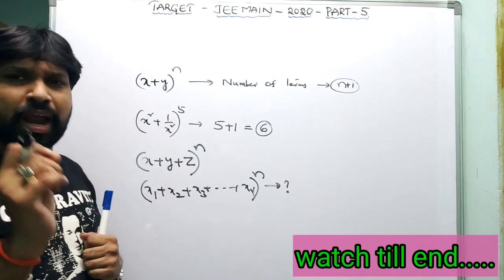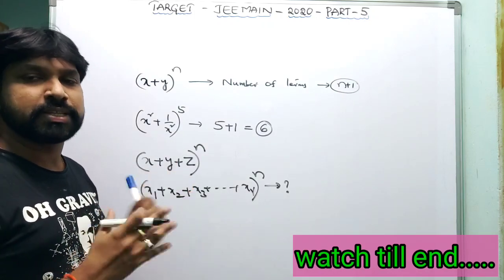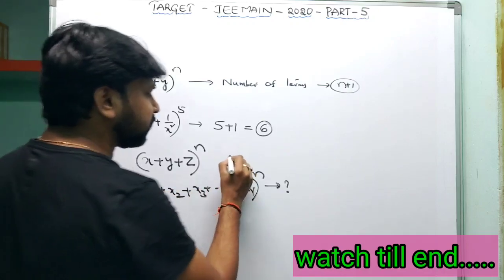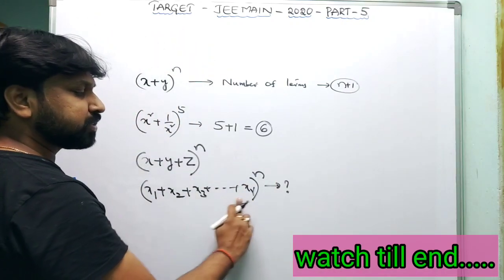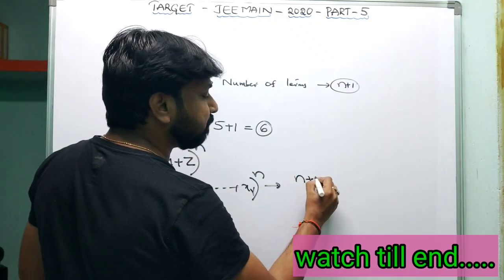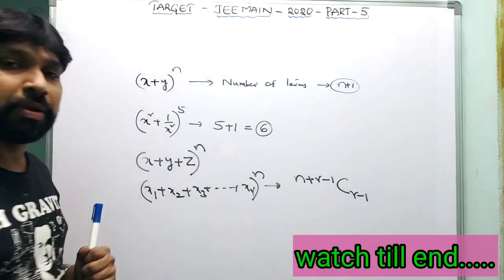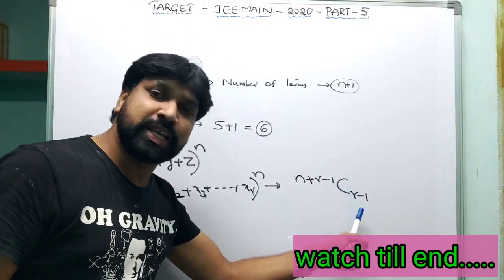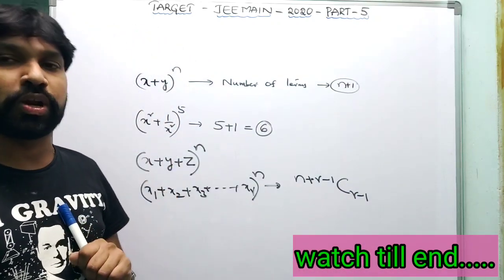So a very simple shortcut formula is there to evaluate the total number of terms in this expansion. The formula is nothing but, friends, if there are r terms, whole power n, then the total number of terms formula is (n plus r minus 1) C (r minus 1). That is the formula, friends, n plus r minus 1 C r minus 1. This is the shortcut formula to evaluate the total number of terms.